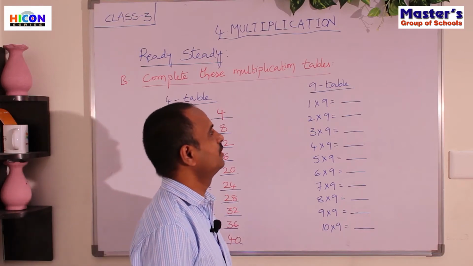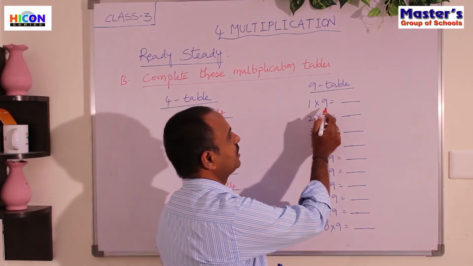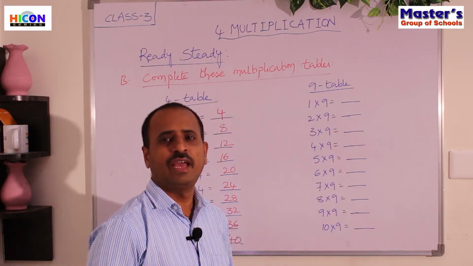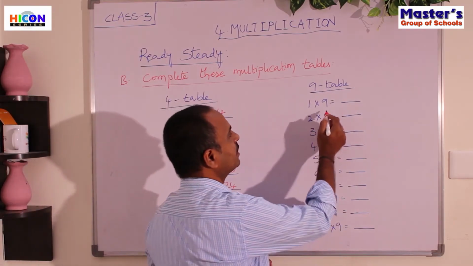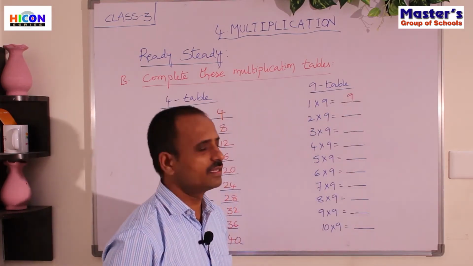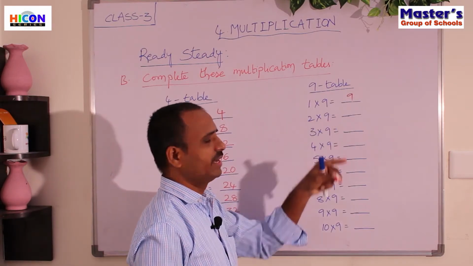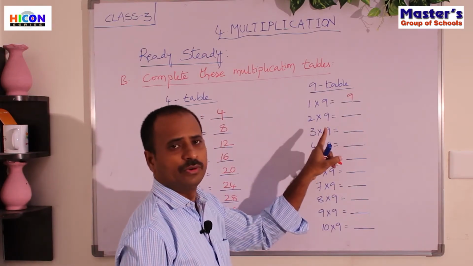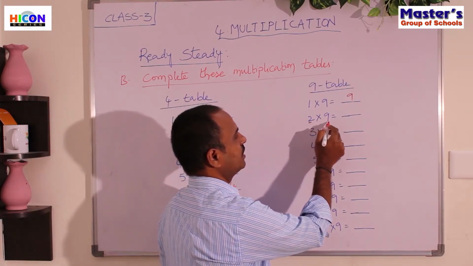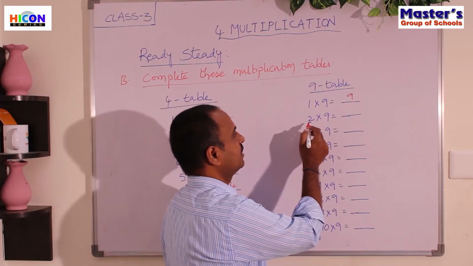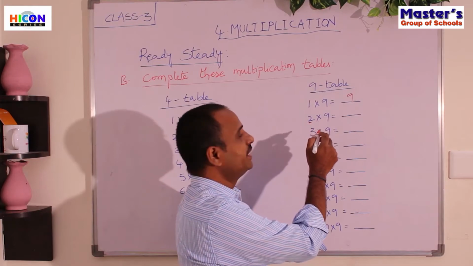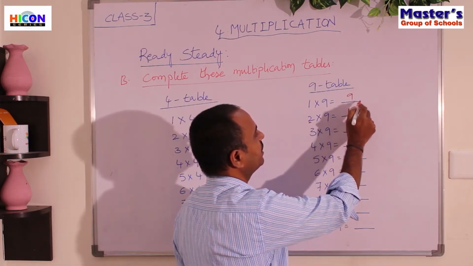So see the first one, 1 into 9. That means the number 9 is added 1 time. If the number 9 is added 1 time, again we get the same number 9. That is 9 into 1, that is 1 9 jar, 9. Children, see the next one, 2 into 9. Here the number 9 is added 2 times. That can be written as 2 into 9, and we can read it as 2 9 jar 18.